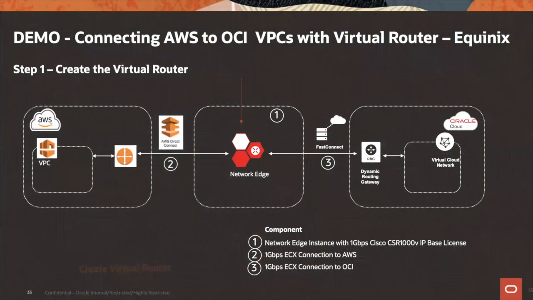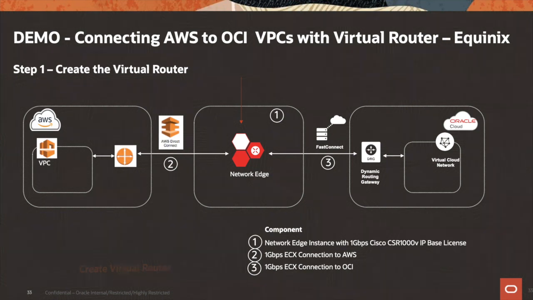Now, I'd like to show you in this second demonstration how to interconnect OCI to AWS this time. And this time, I'm going to use another virtual cloud solution, which is provided by Equinix, and is called Network Edge. So it's pretty much similar.